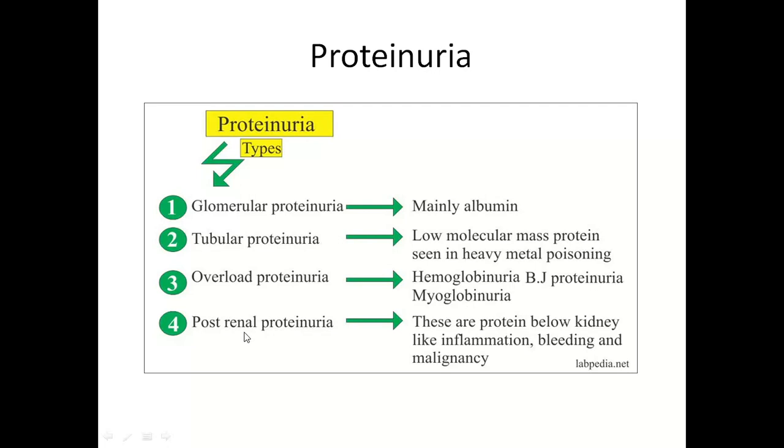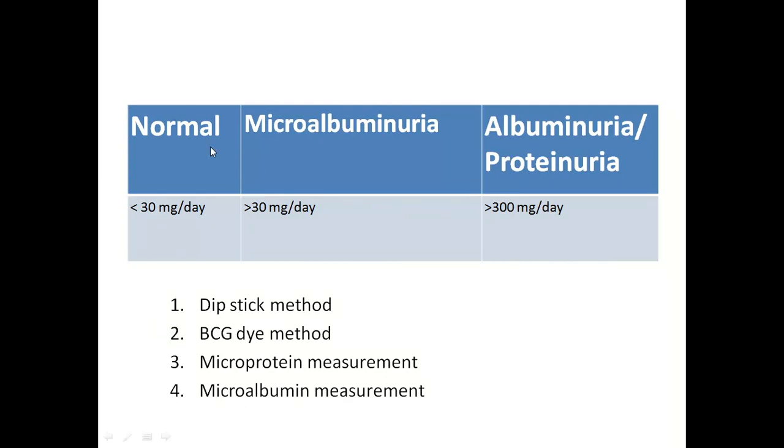And last, post-renal proteinuria is seen if injury to the urinary tract occurs after the kidney. It may be due to malignancy or it may be due to traumatic injury. So normally remember, in the urine protein is absent, meaning it is undetectable by any method. It is less than 30 milligram per day, not detectable by routinely used methods.